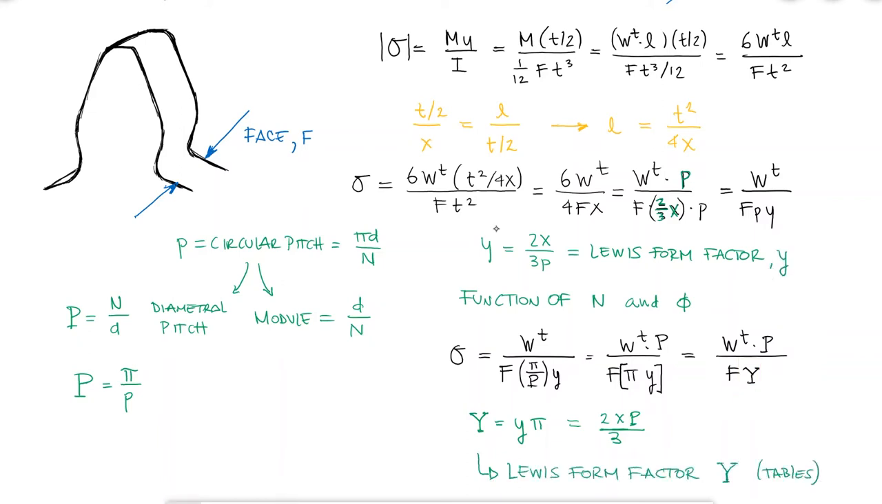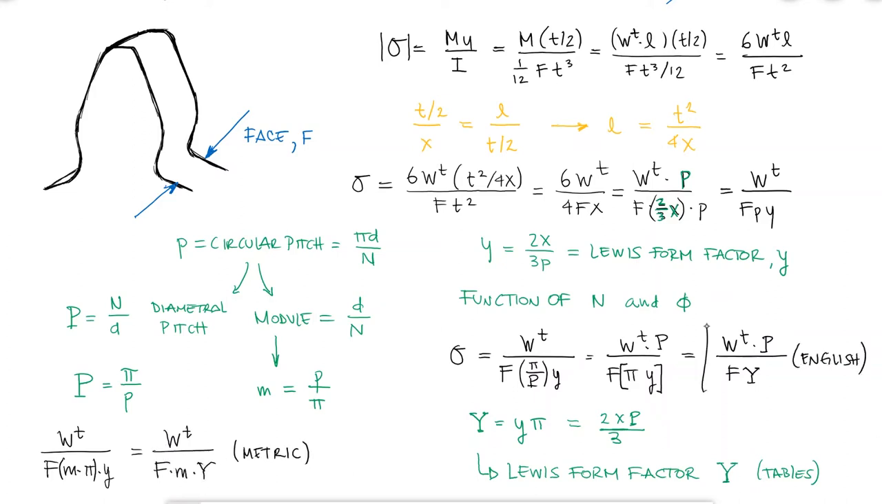The metric version of this equation would use the module, which is just the circular pitch without the pi in it. Starting again with the expression where we use lowercase y and the circular pitch lowercase p and replace p by m, we would still end up using a capital Y to take care of that extra pi. And the expression would be W_T over F M Y.